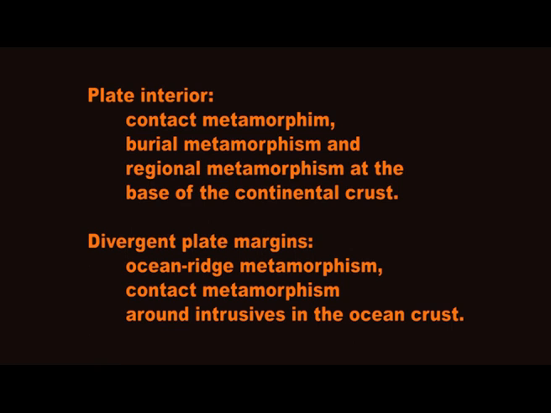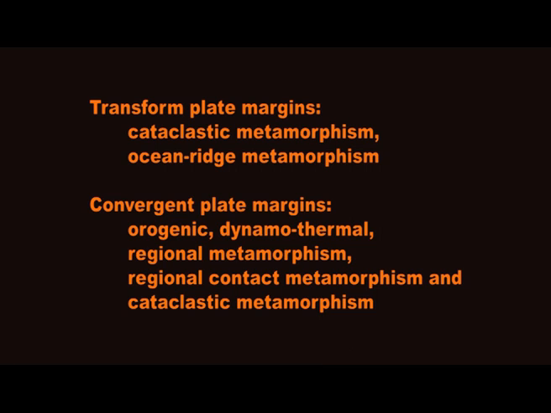Divergent plate margin: ocean ridge metamorphism, contact metamorphism around intrusives in the oceanic crust. Transform plate margin: cataclastic metamorphism, ocean ridge metamorphism. Convergent plate margins: orogenic dynamothermal regional metamorphism, regional contact metamorphism and cataclastic metamorphism.